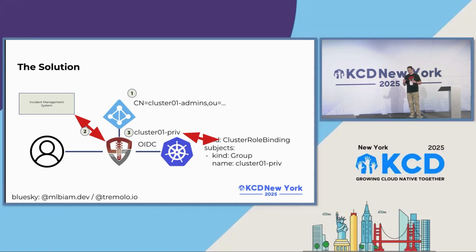So the idea here is you log into OpenUnison just as before, and OpenUnison, number 1, checks to see, okay, what clusters do you potentially have access to.